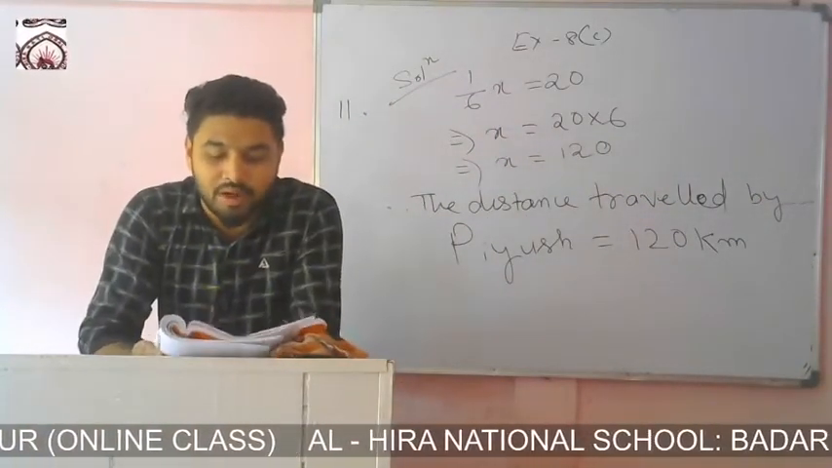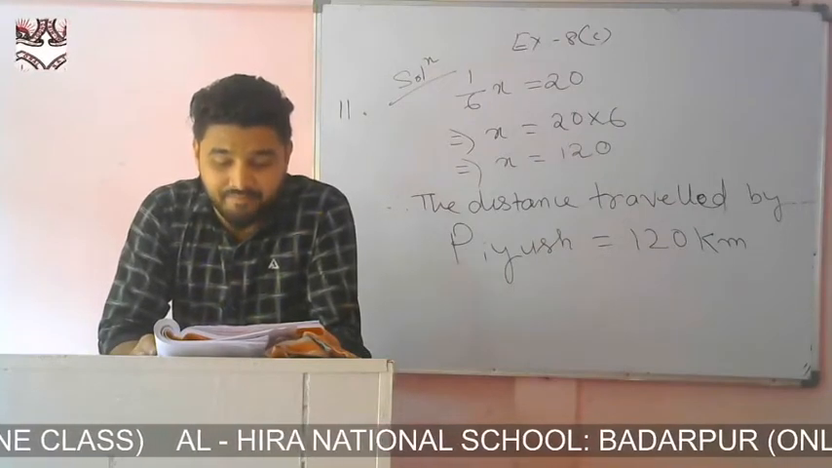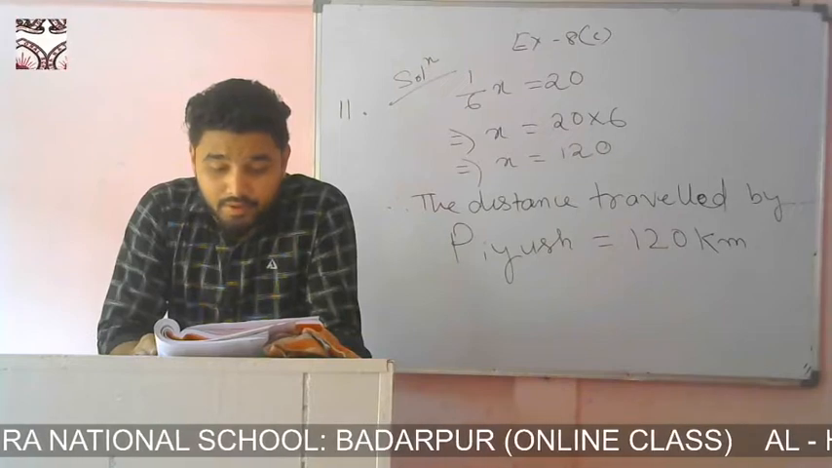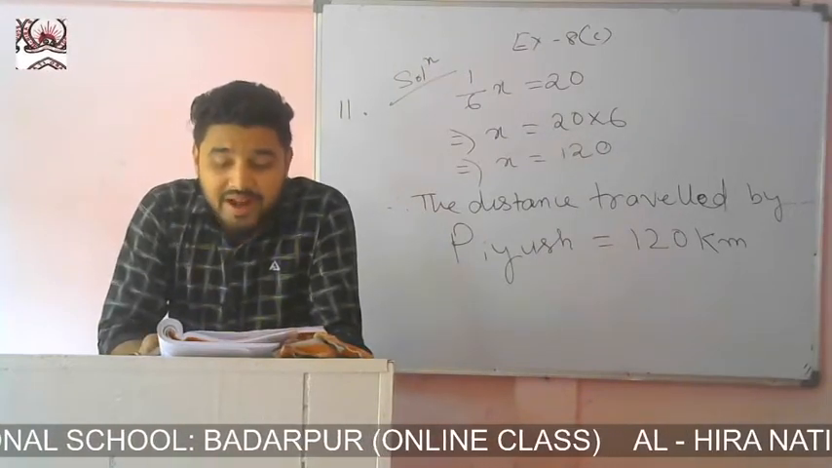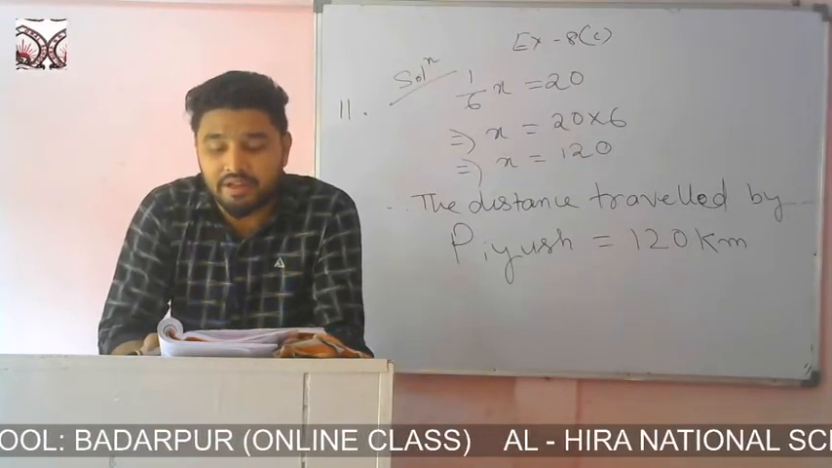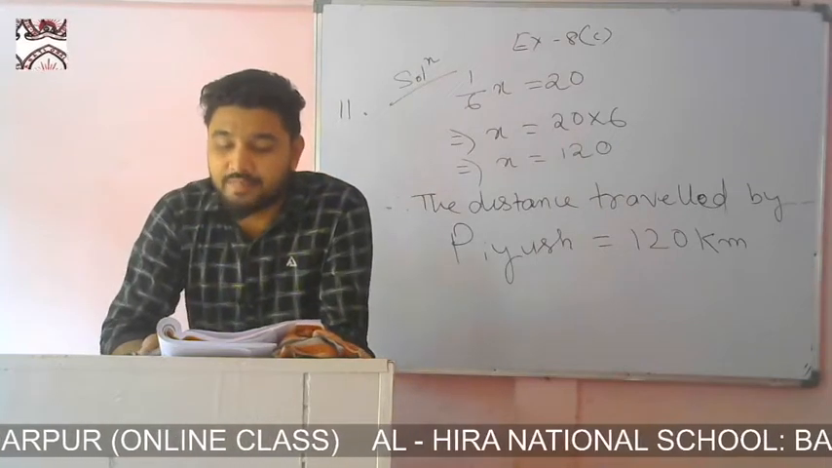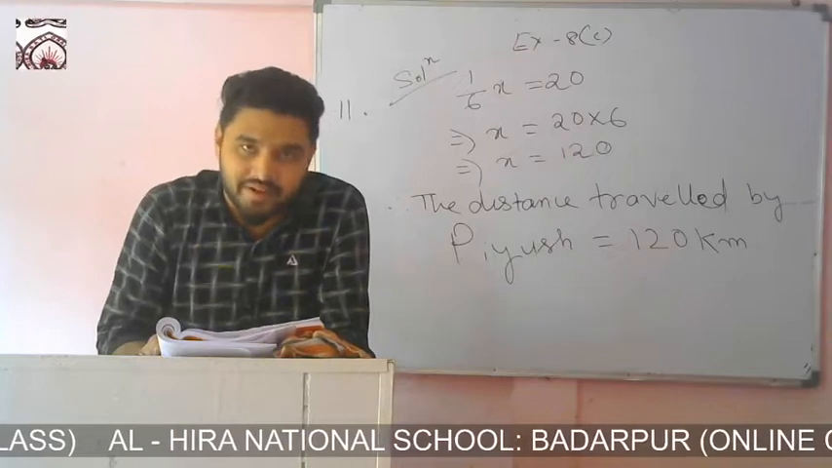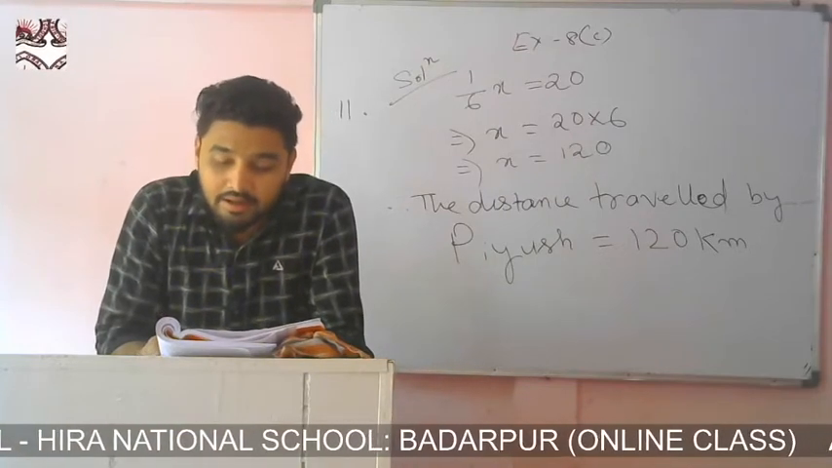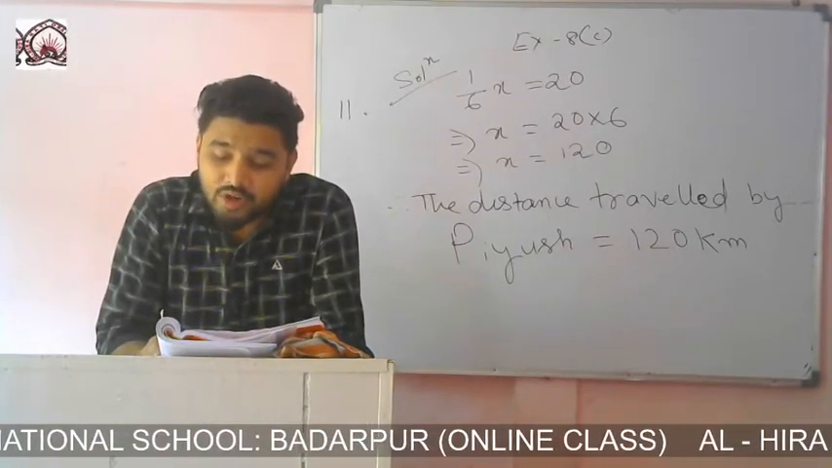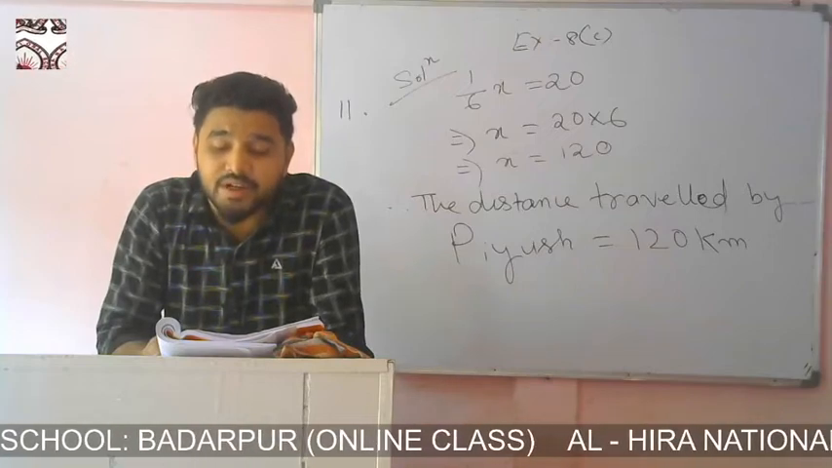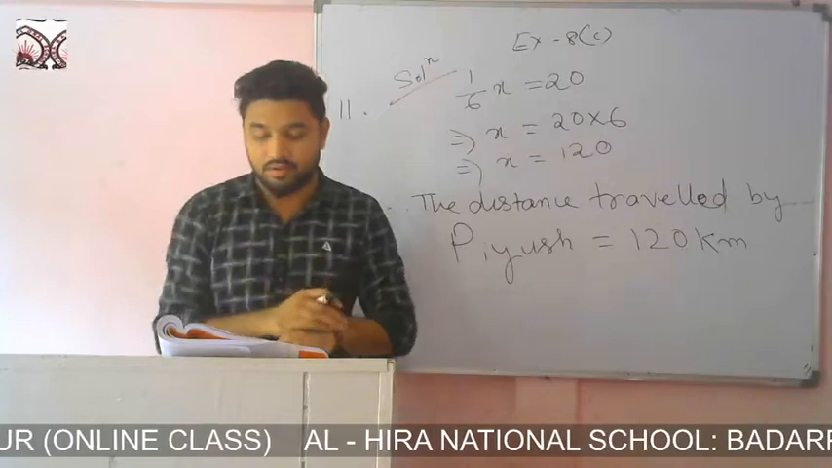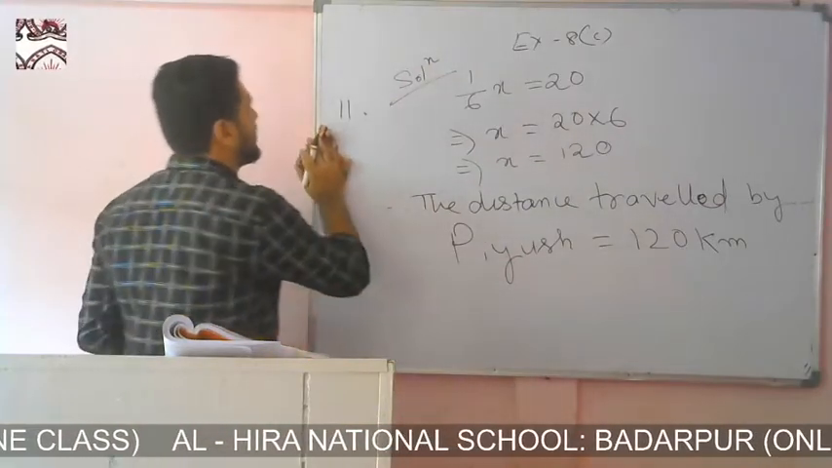Now come to question number what? 13. Sorry, 12. 5 times the speed of the train is 300 km per hour. 5 times the speed of the train, okay, is 300 km per hour. Find the speed of the train. Okay, then you have to find the speed of the train. So how to do? Just see.